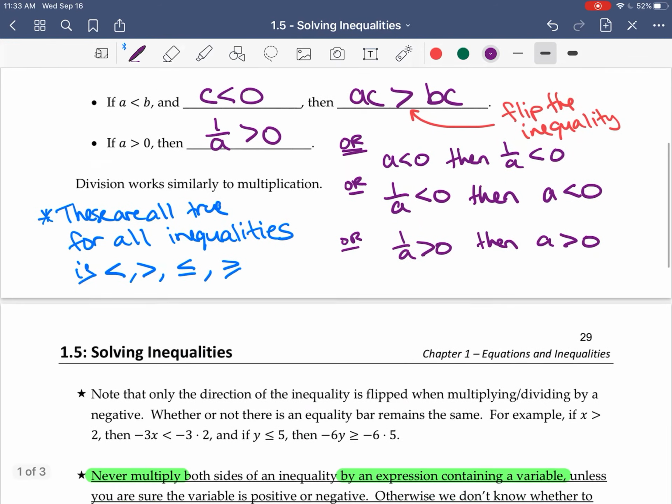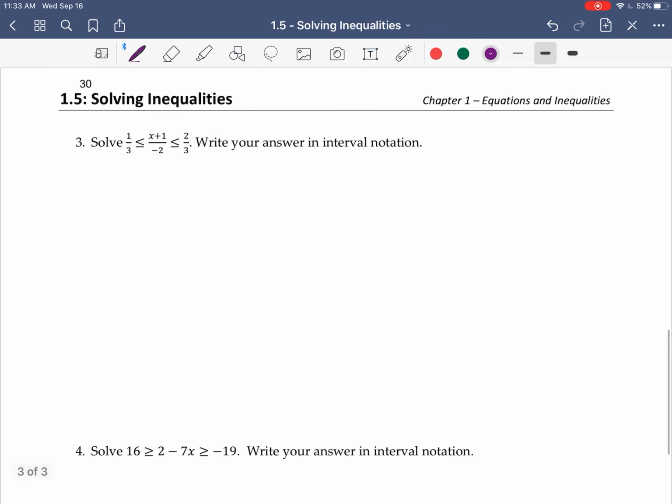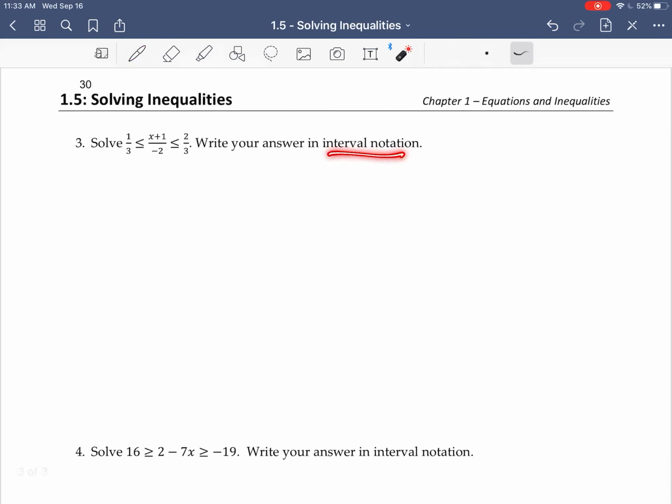Now we have a couple of compound inequalities to solve here. Here's our first one, and we want to write our answer in interval notation, so we want to remember that at the end. I have 1/3 is less than or equal to (x plus 1) over -2, which is less than or equal to 2/3. The first thing I'm going to do is multiply everything by -2, on all sides, to cancel off this -2 in the middle, because we're trying to solve for x in the middle.